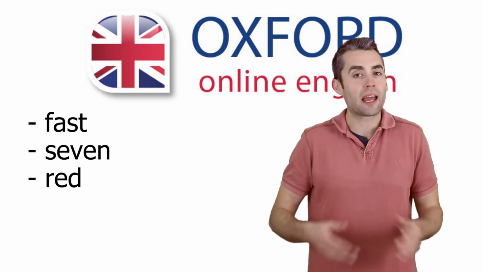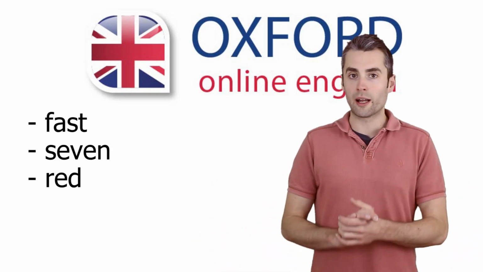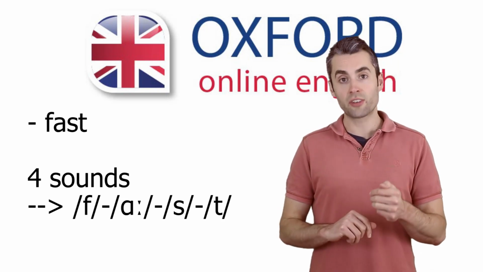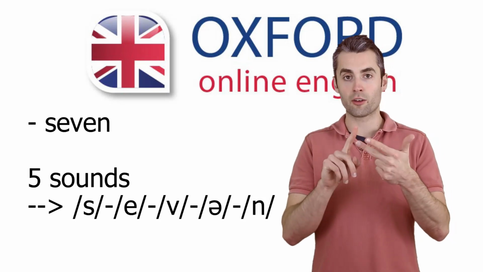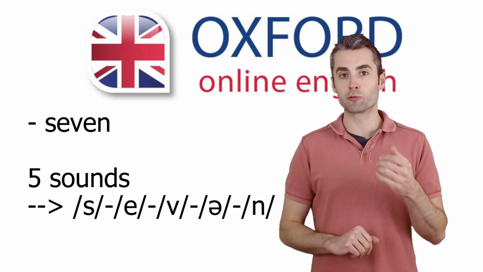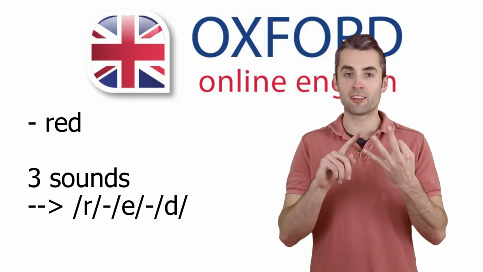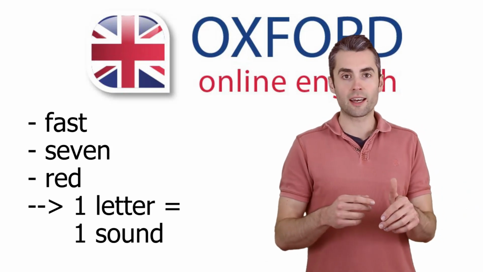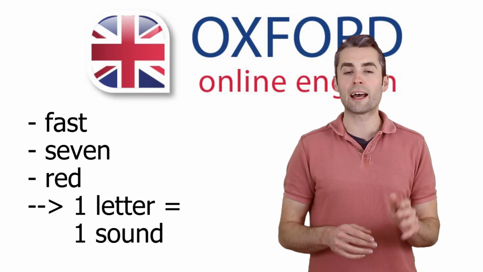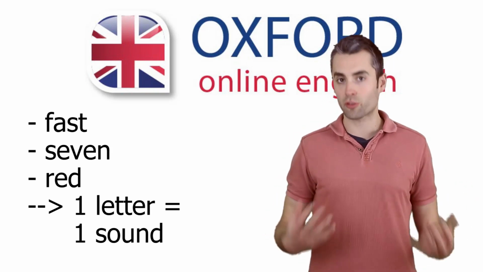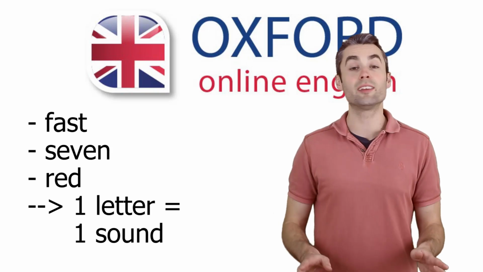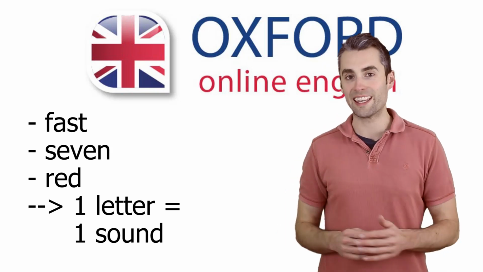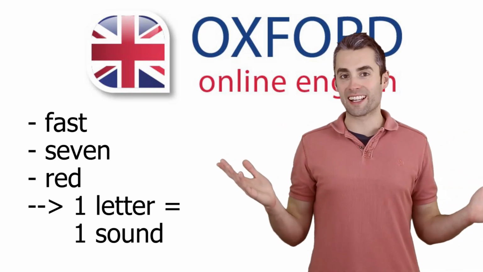What about the second question? How many sounds do the words have? Well, actually, fast has 4 sounds: f, a, s, t. 7 has 5 sounds: s, e, v, e, n. And red has 3 sounds: r, e, d. So all of these words have the same number of letters and sounds. Fast has 4 letters and 4 sounds. 7 has 5 letters and 5 sounds. And red has 3 letters and 3 sounds. That makes these words easy to pronounce because you see the word, 1 letter equals 1 sound. It's easy.